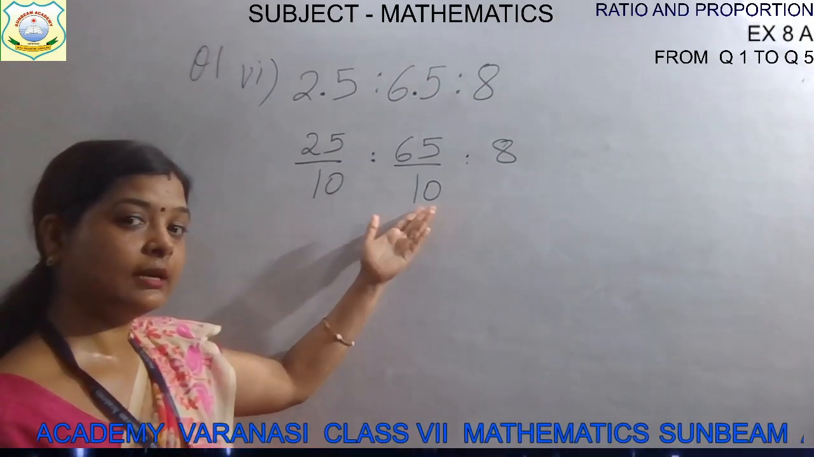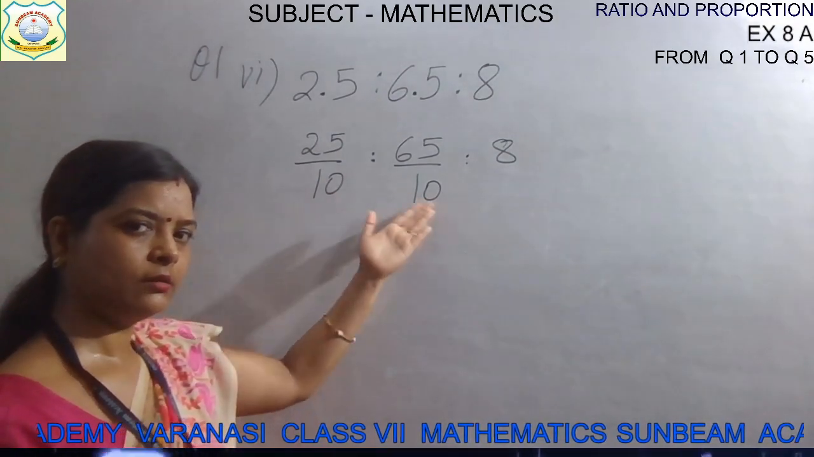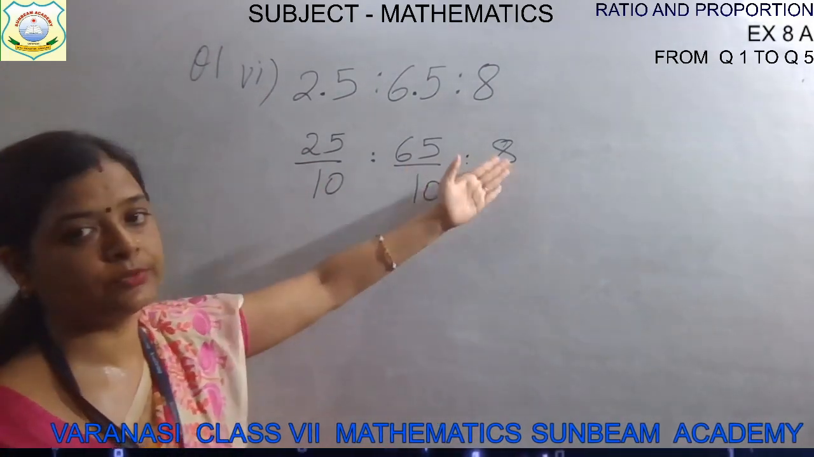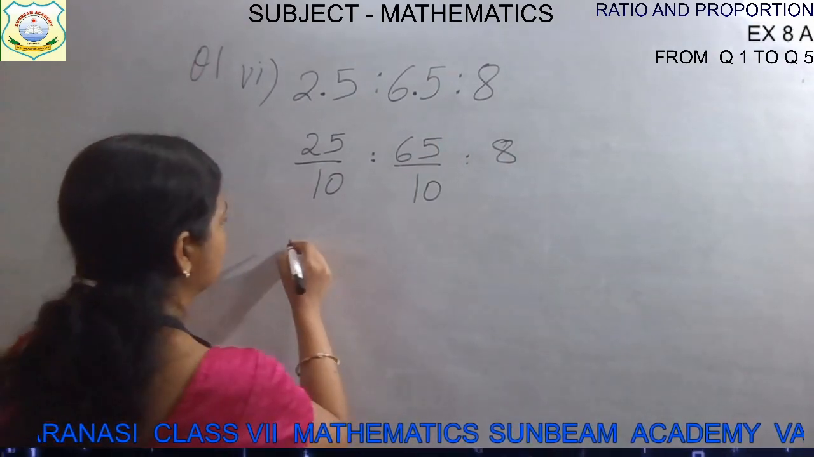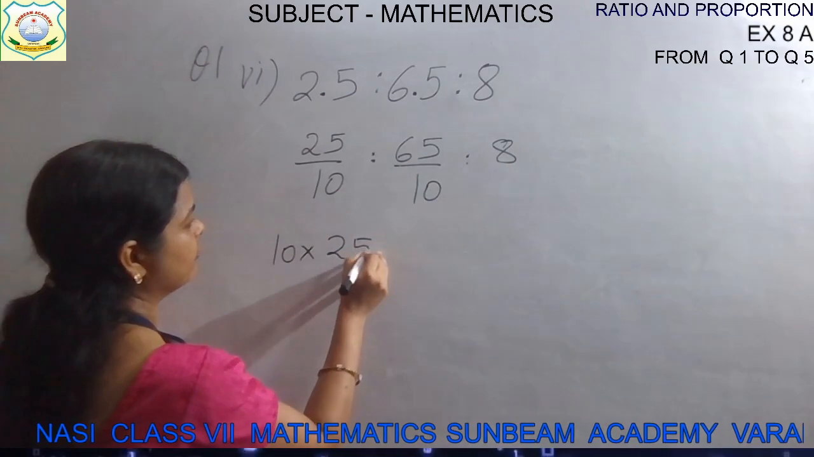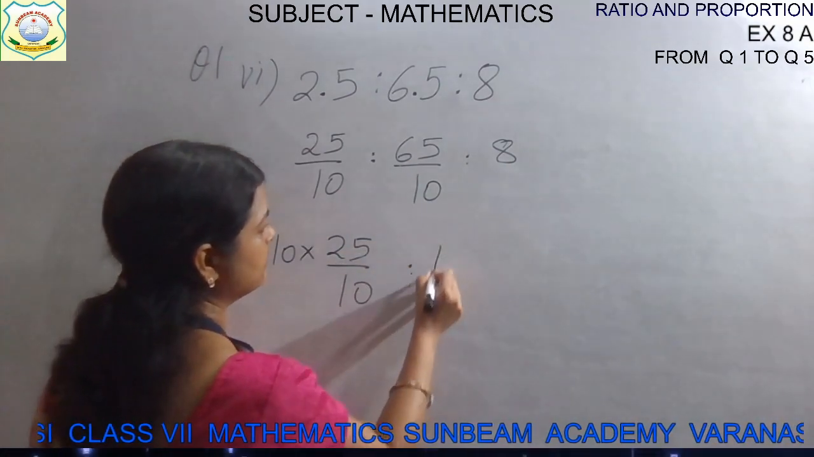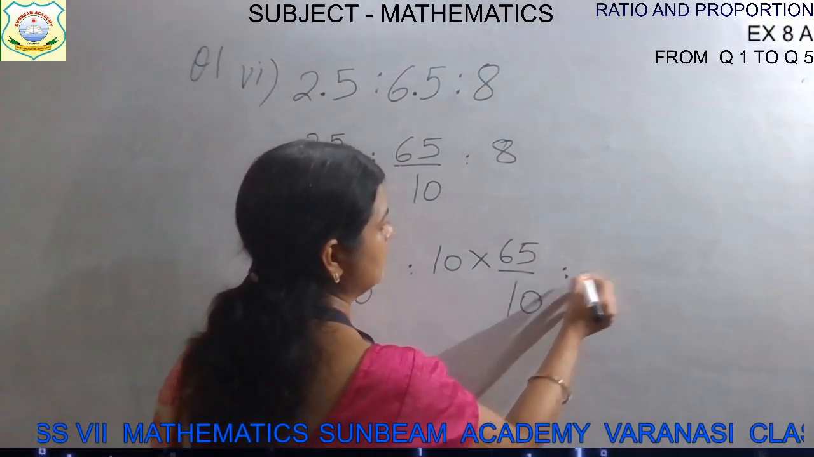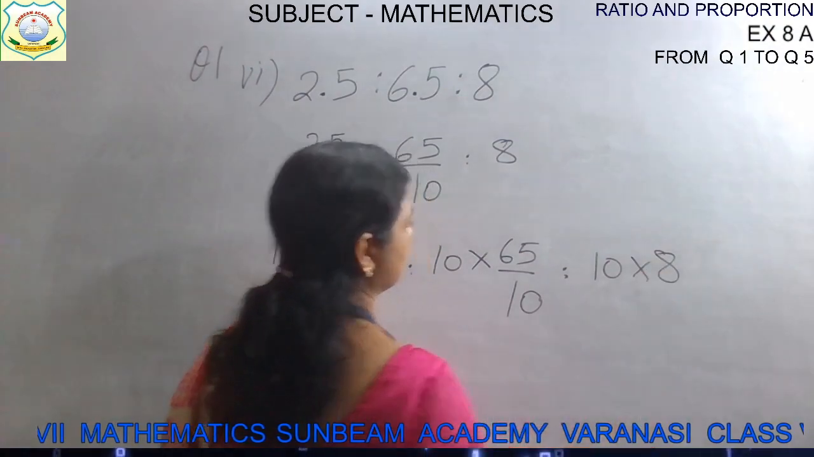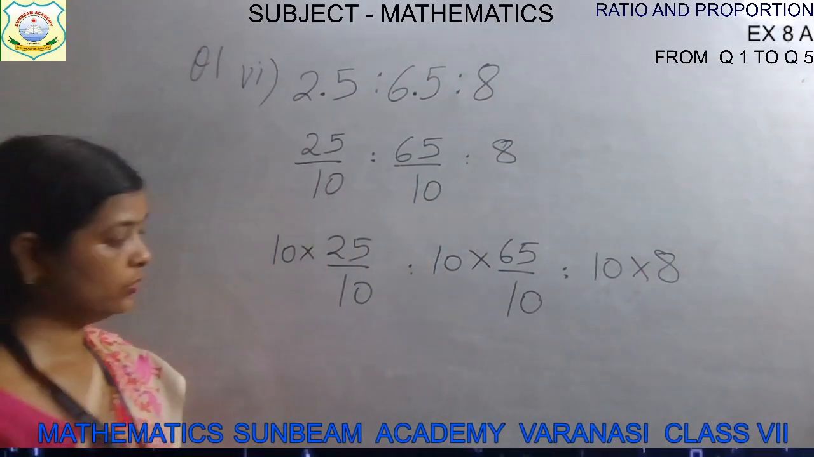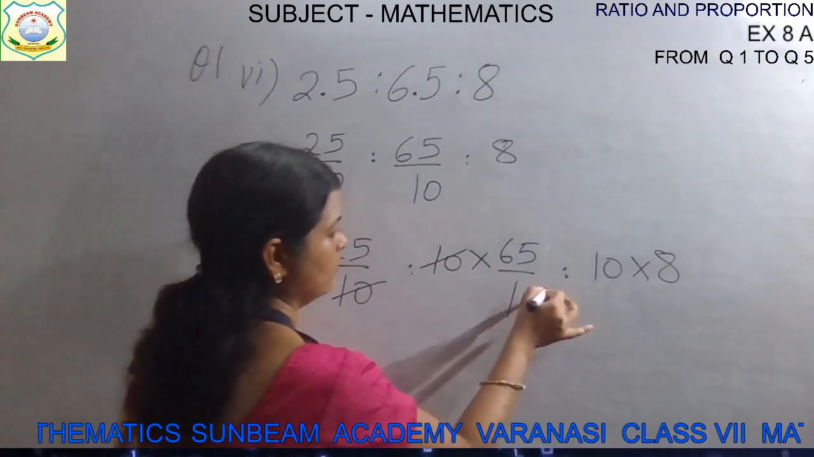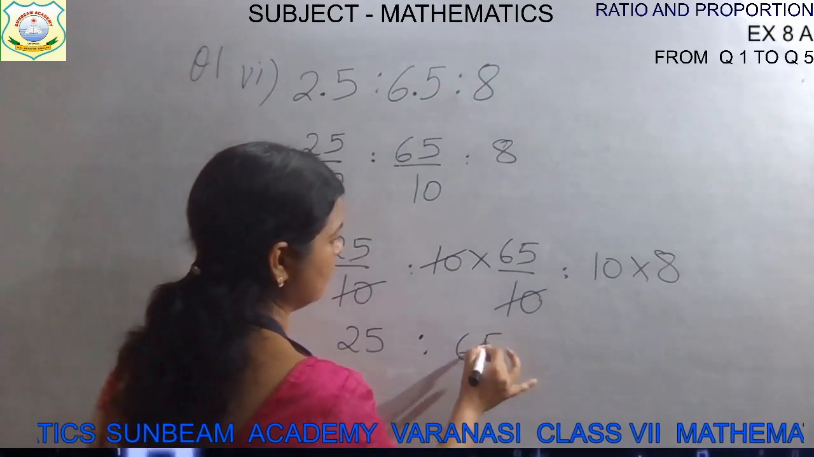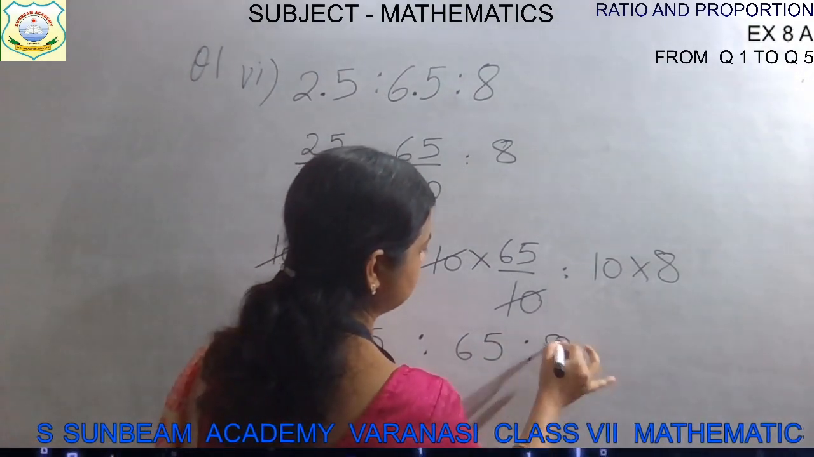Now there is only one denominator, 10. So we will not take the LCM, we will just multiply this 10 with all these three numbers. So multiplying 10 with all: 25/10 times 10, 65/10 times 10, and again multiplying 10 with the last number, 8. Now you can see this 10 is completely erased. This is 25 is to 65 is to 80.